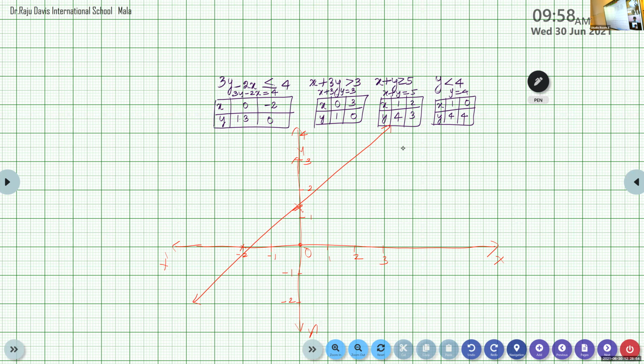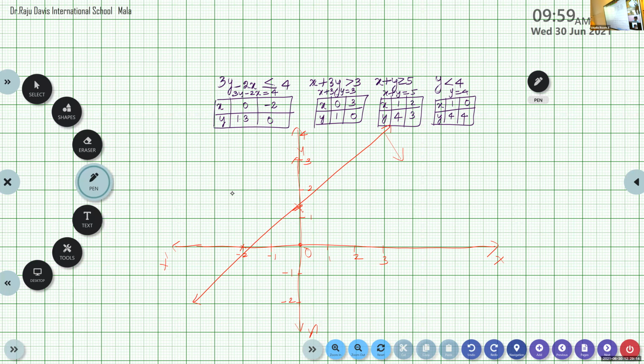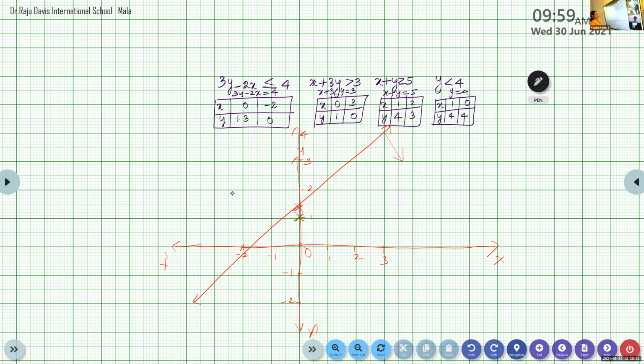Take the next one. When x is 0, y is 1. Then 3 and 0. So when you join this, this is our line. You have to find which is the part, your required part. Is it above this line or below this line? When we substitute 0, 0, will it be satisfying? Tell me, Shubham, is it below the line or above the line? Which part should we consider?